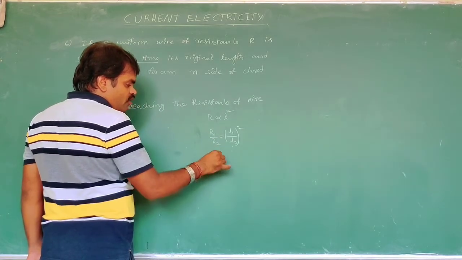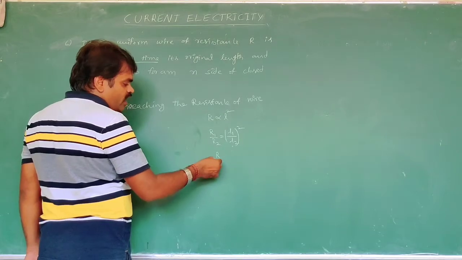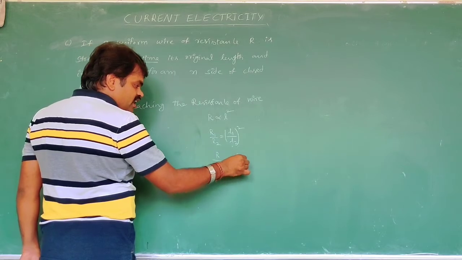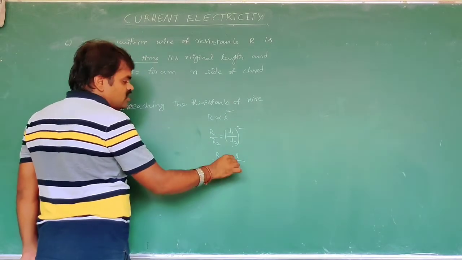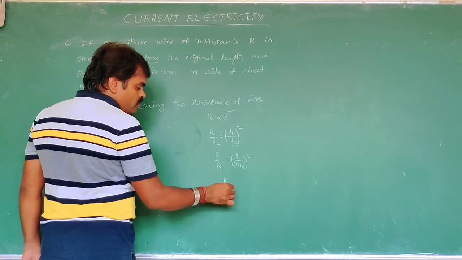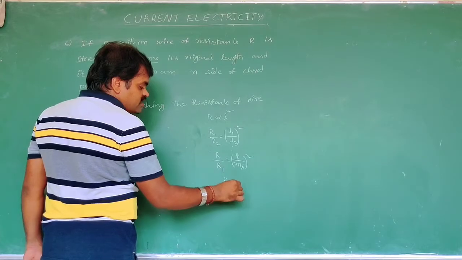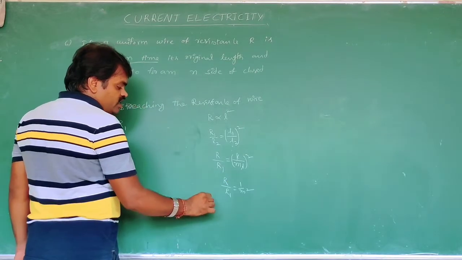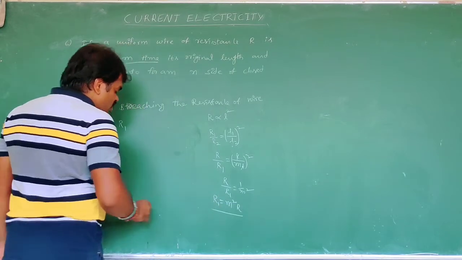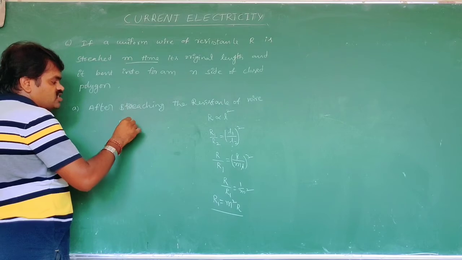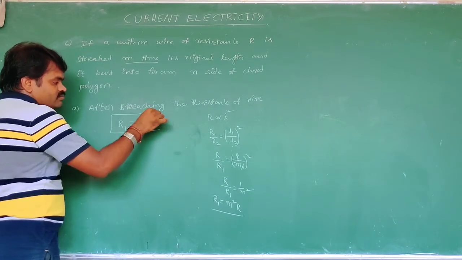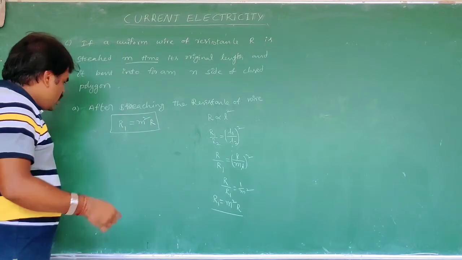Now here we consider the original length L, and it is stretched by m times, so (mL) whole square. Then R by R1 is equal to 1 by m square, so R1 is equal to m square into R. That means after stretching, the resistance of the wire will be m square into R.